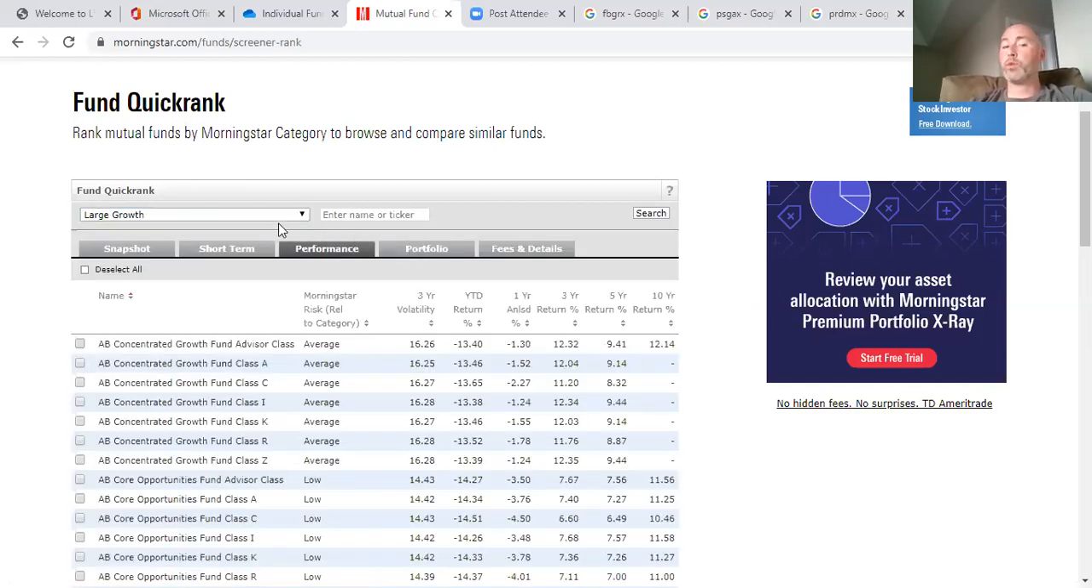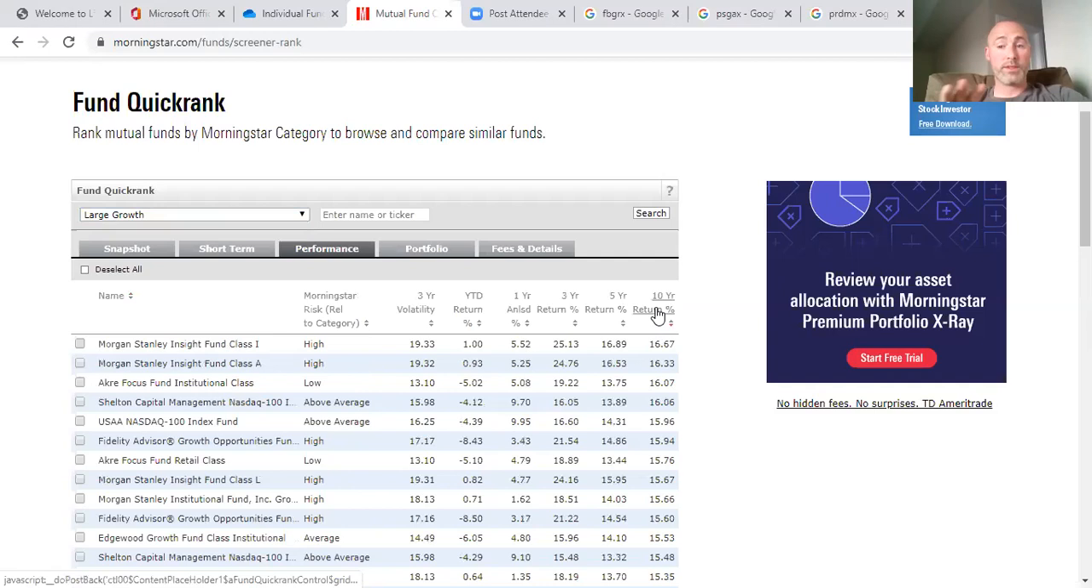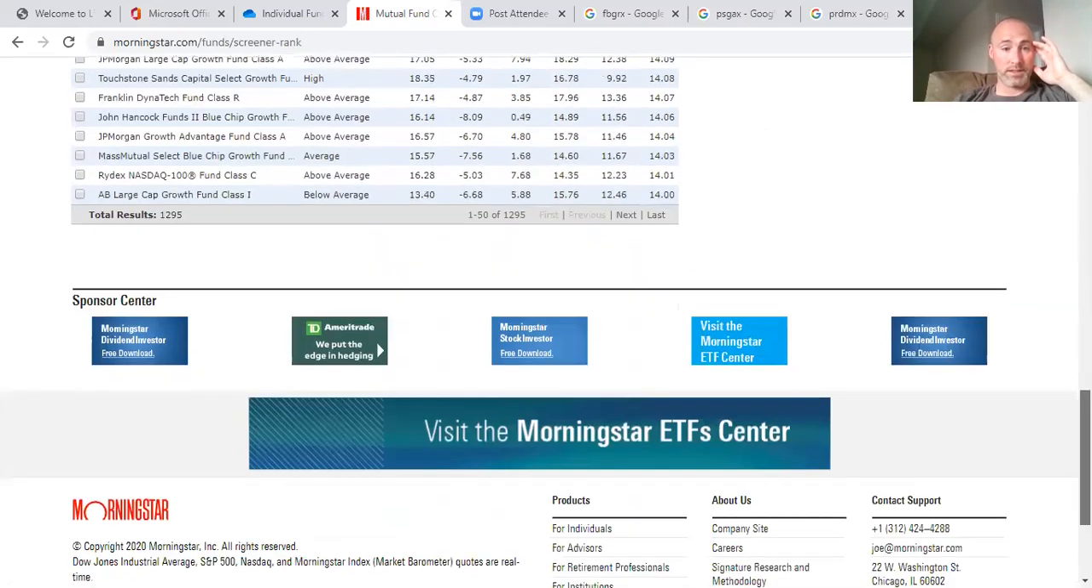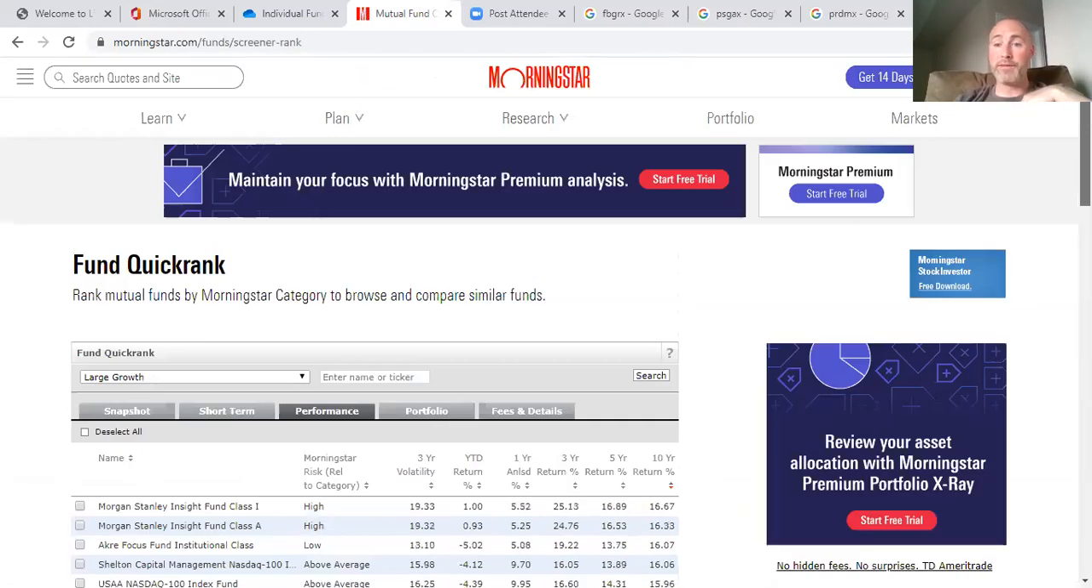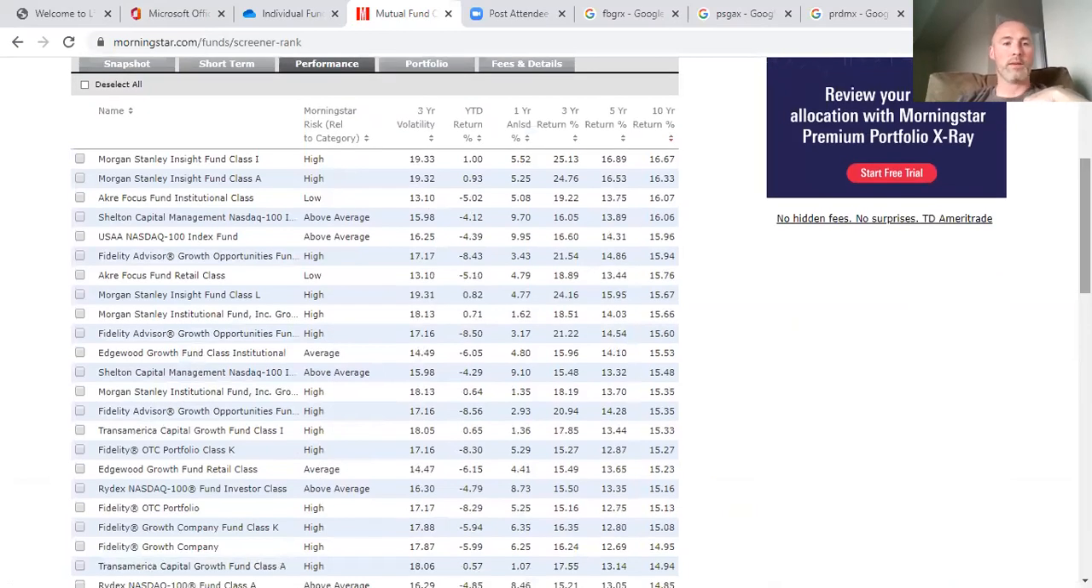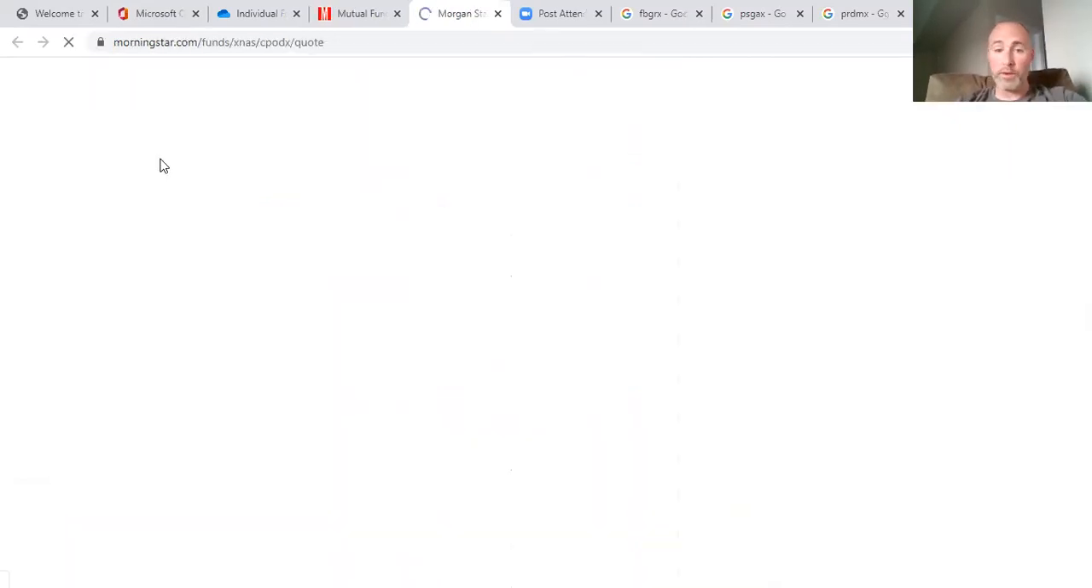Okay, so once you check large growth and then sort by performance, I like to sort and then click this right here, 10-year rate of return percentage. Okay, I want to sort these by mutual funds that have done the best over the last decade. Okay, so then what you're going to do is, here's the list. There are, geez, 1,295 of them. Start clicking on them and click on the first one if you want.